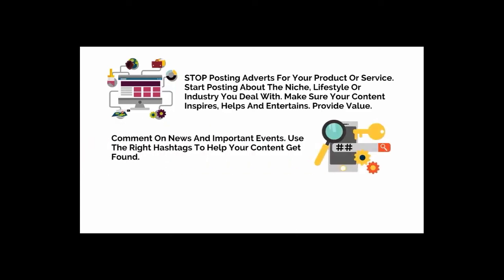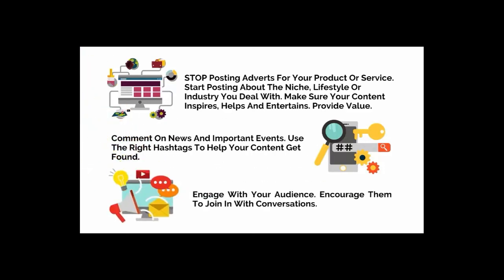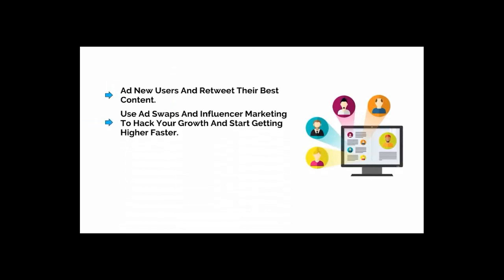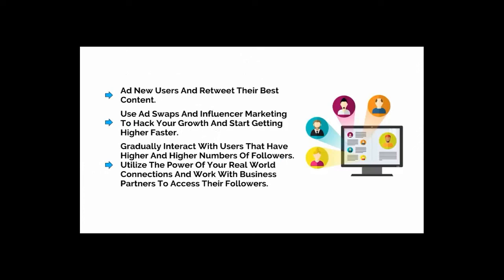Comment on news and important events. Use the right hashtags to help your content get found. Engage with your audience. Encourage them to join in with conversations. Add new users and retweet their best content. Use ad swaps and influencer marketing to hack your growth and start getting higher faster. Gradually interact with users that have higher and higher numbers of followers.